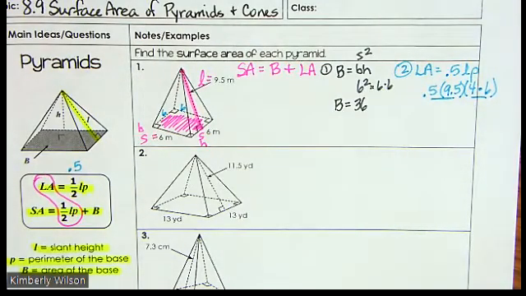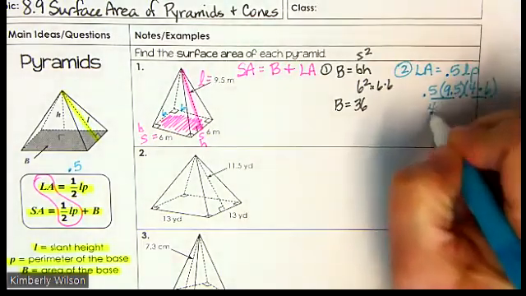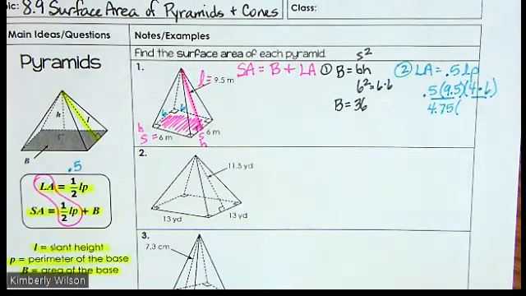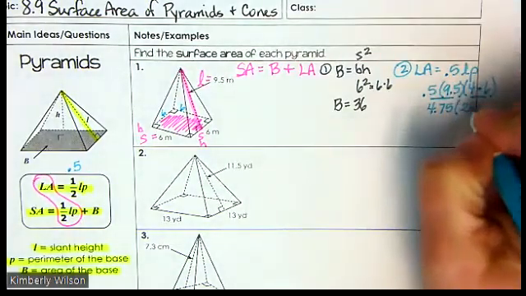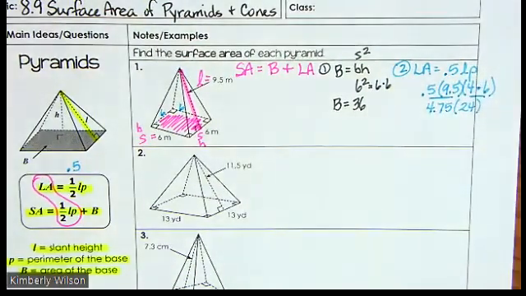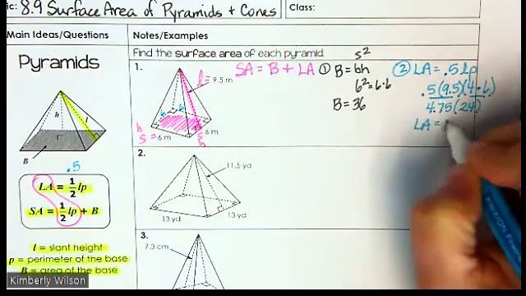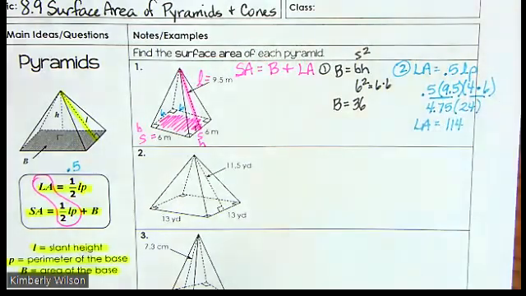Times 9.5. So this is 4.75 times 24. I can do that math in my head. So now I'll multiply that times 24. And yes, you have to write every step like I talked about in the last video as well. So the lateral area is 114. Oh, thing I didn't add.